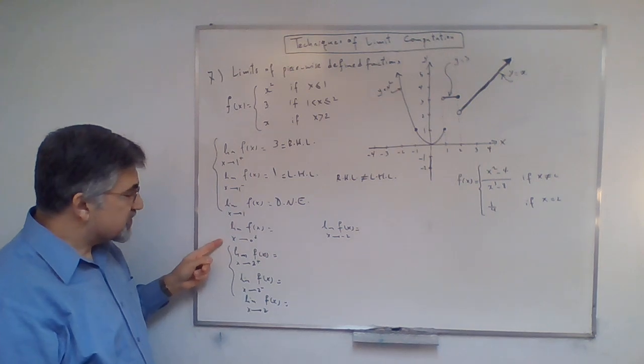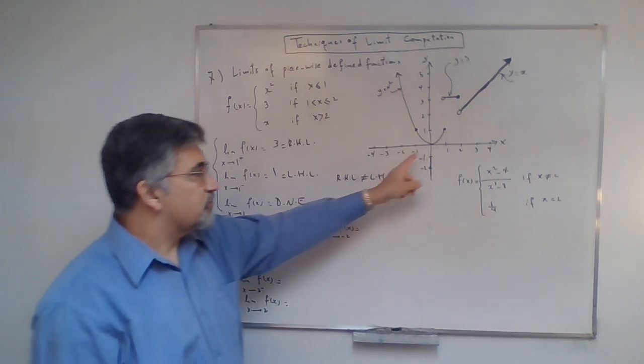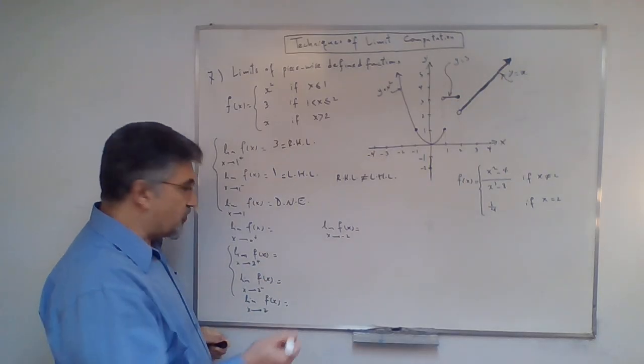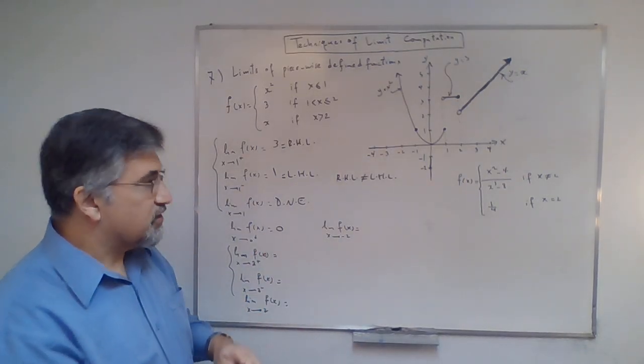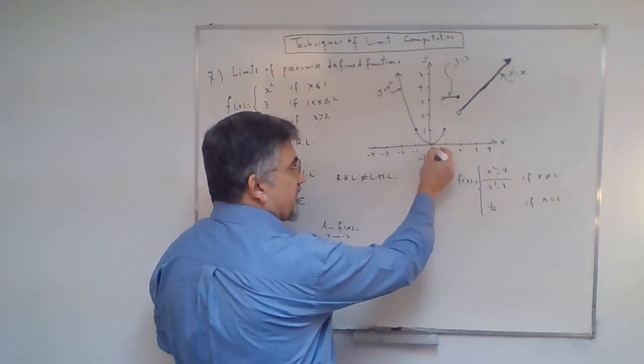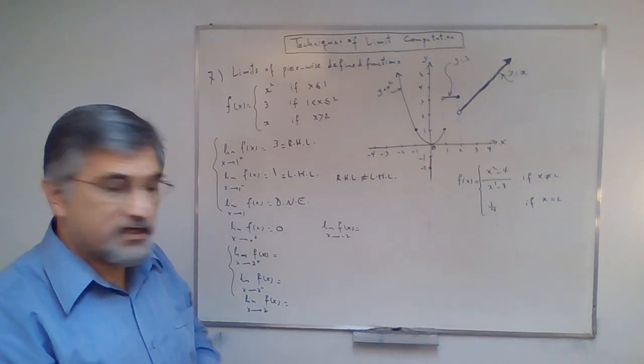The limit of f of x when x approaches 0 from the right-hand side. 0 is right here at the origin. From the right-hand side, the answer is going to be 0. And in fact, it doesn't matter if x approaches 0 from the right side or from the left side. The answer is going to be 0 anyway.